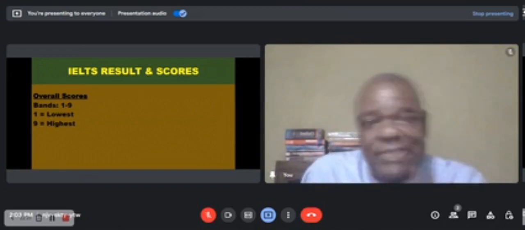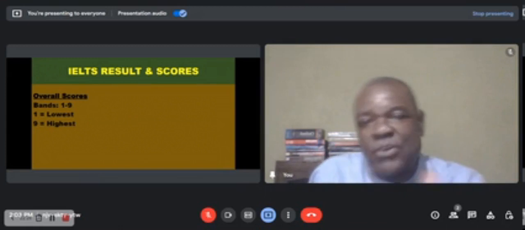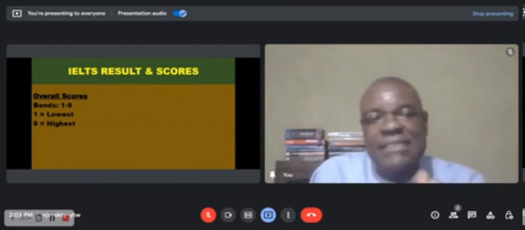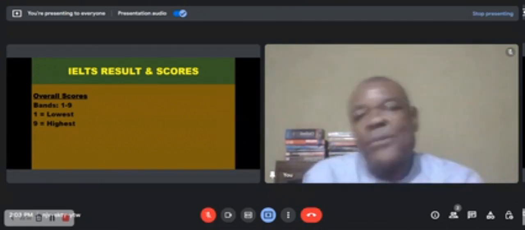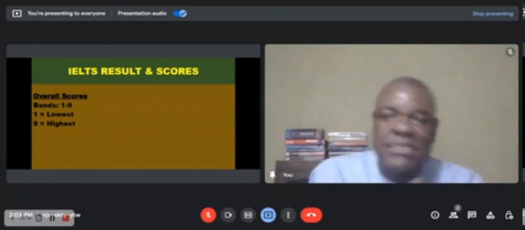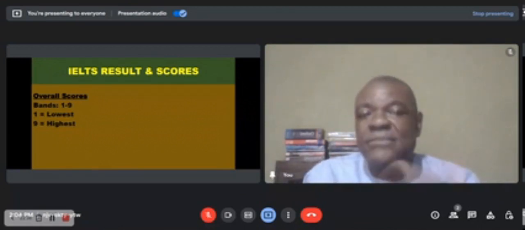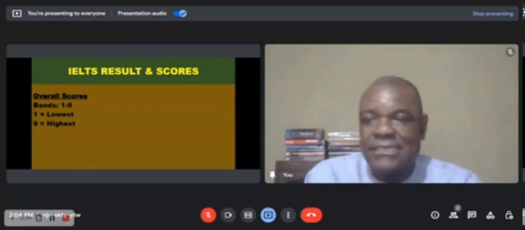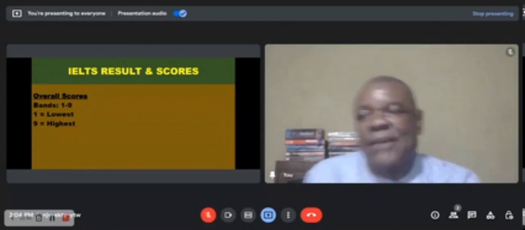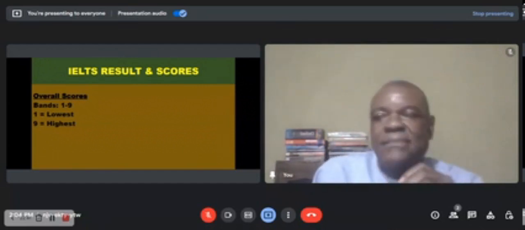It is important that you understand how the scoring works in the exam so that you can appropriately measure your progress. The exam is graded on a scale of 1 to 9. These grades are known as bands. Now, the overall scores range from 1 to 9. The lowest is 1 and the highest is 9, okay?